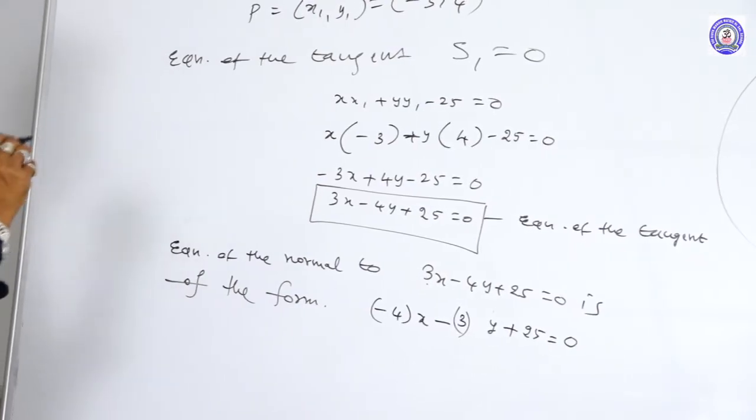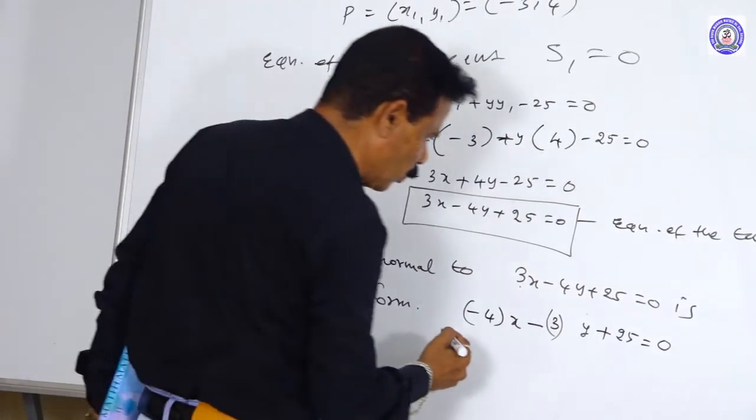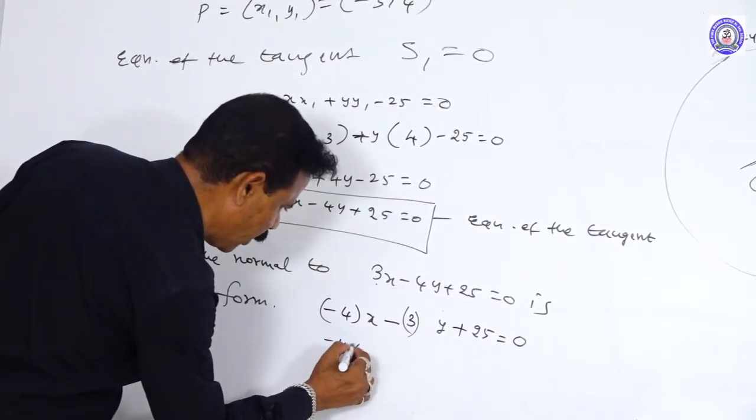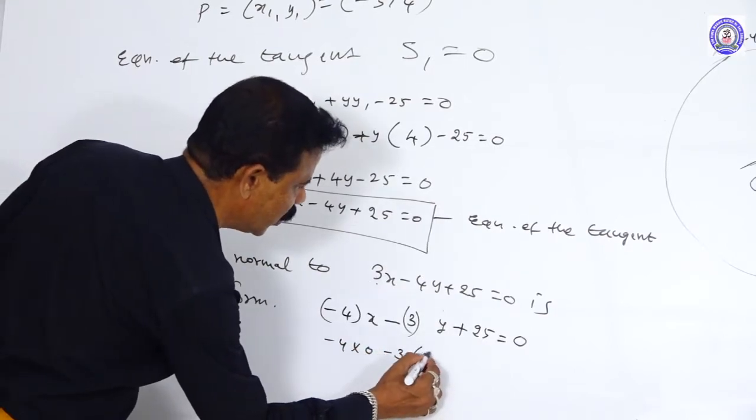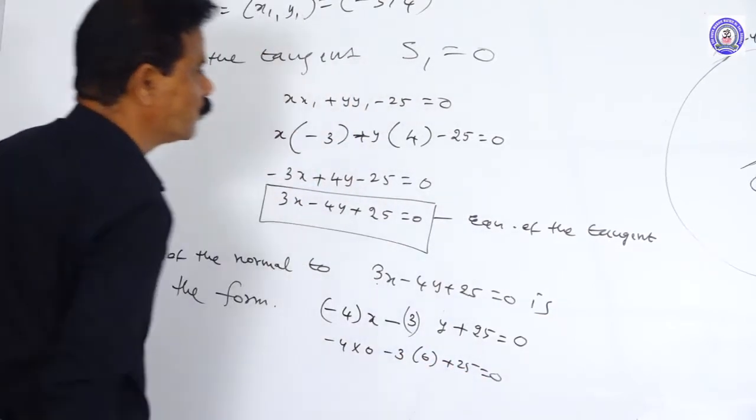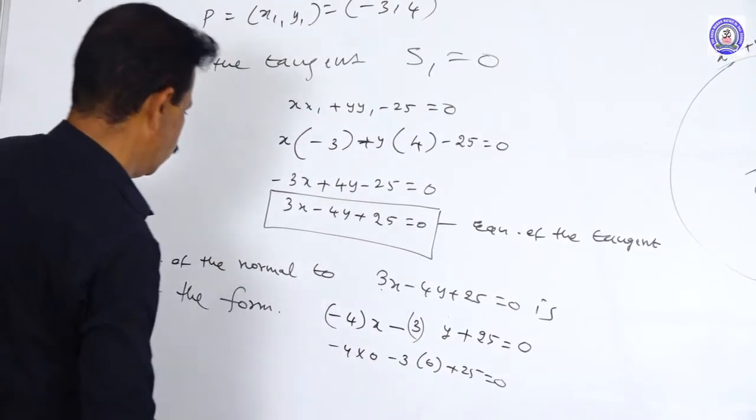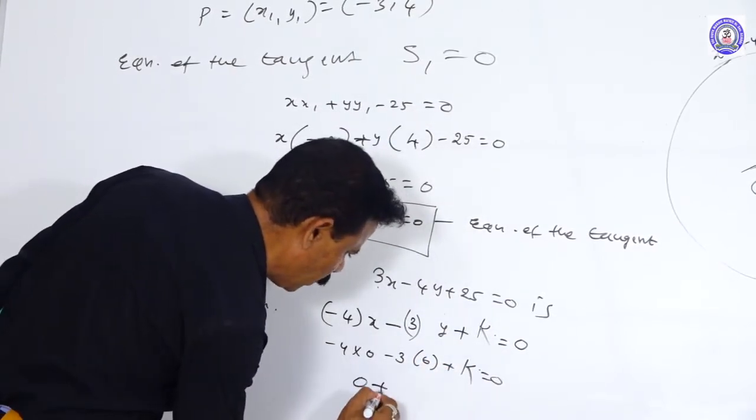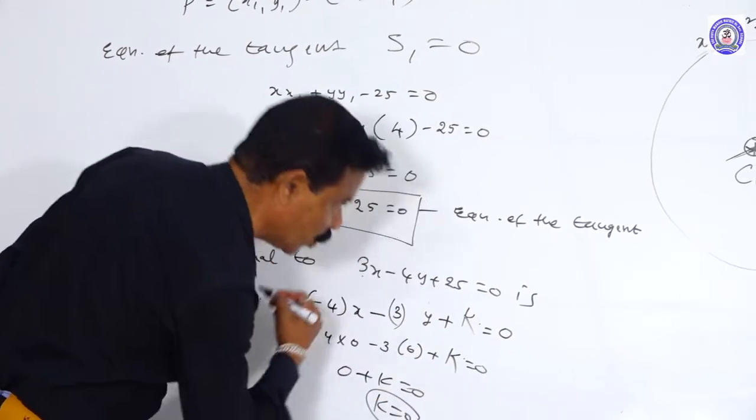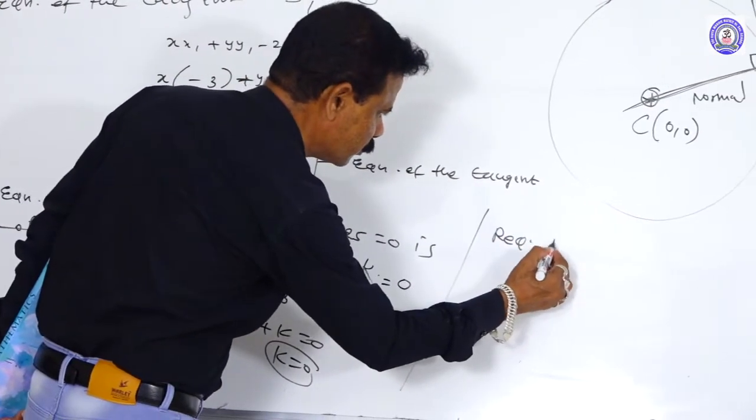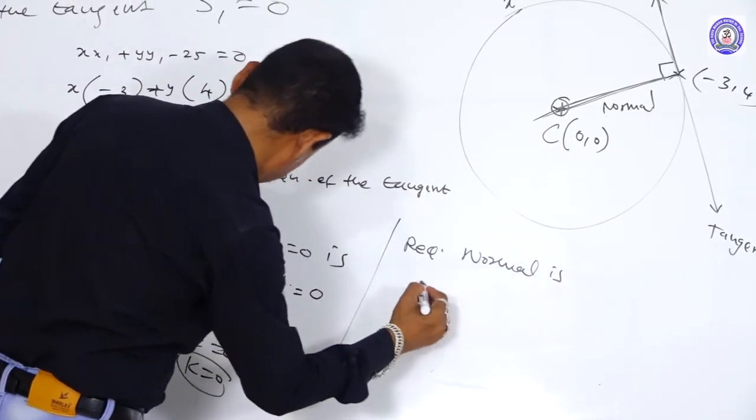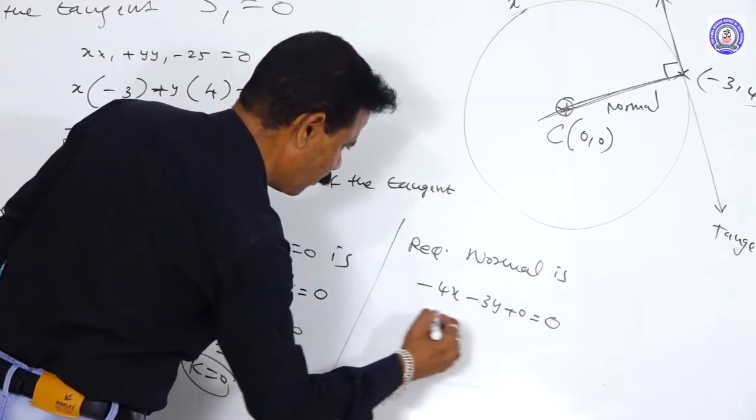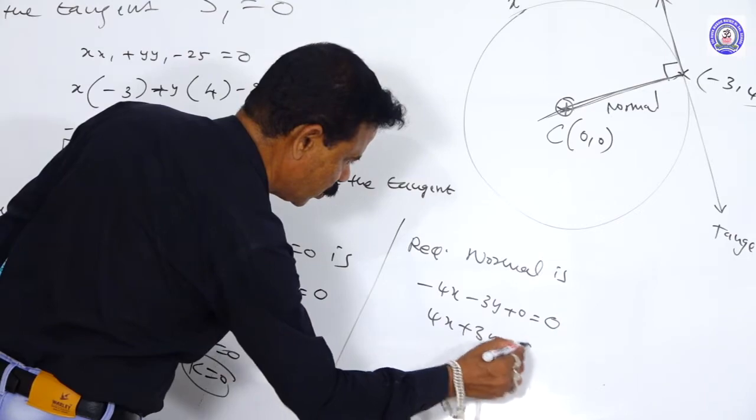This normal passes through the center 0 0. So we substitute 0 0 in this. Minus 4 into 0 minus 3 into 0 plus k is equal to 0. It passes through the center, here k. So this value 0 plus k is equal to 0. Finally we get k is equal to 0. So the required normal is minus 4x minus 3y plus 0 is equal to 0, that is, 4x plus 3y is equal to 0.